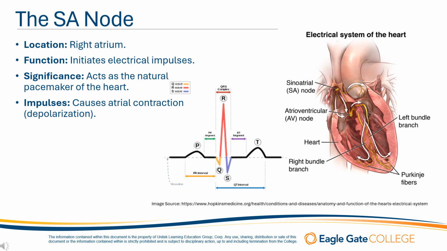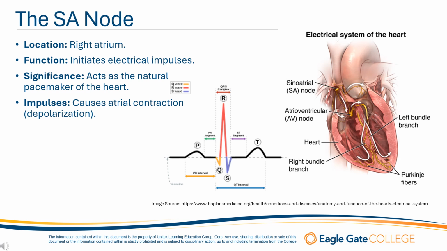These impulses are crucial because they set the pace for the heart's rhythm, essentially telling the heart when to beat. The SA node generates these impulses automatically, thanks to its unique ability to depolarize spontaneously. This is a vital characteristic because it ensures that the heart continues to beat regularly without needing external stimuli. The SA node acts as the natural pacemaker of the heart, meaning that it regulates the timing of the heartbeats.